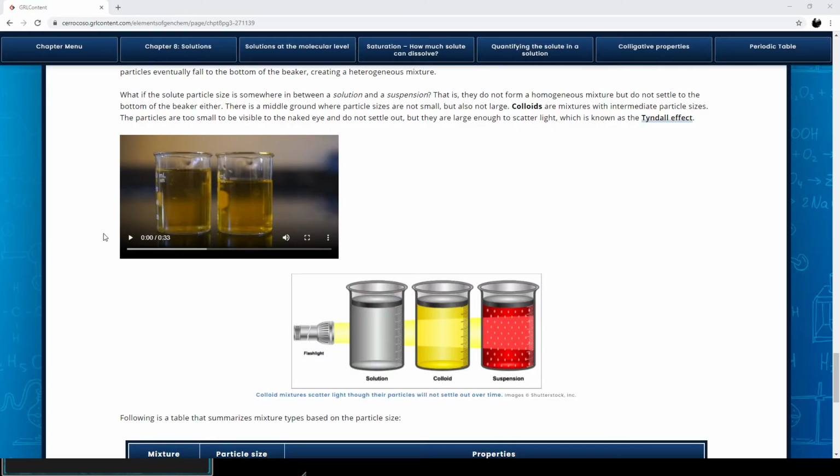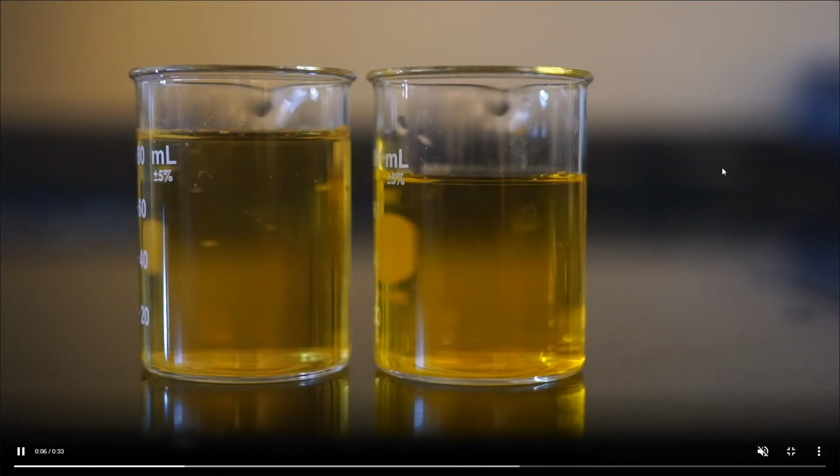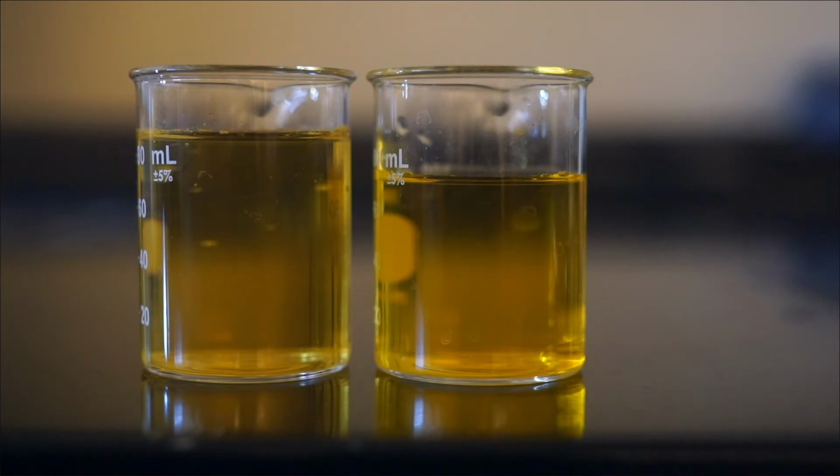So let's look at a video of this. So here we go. I have two mixtures. One of them is a colloid and one of them is not. I'll make it big for us. I'm going to shine a laser through both of them, and we'll see if we can identify which one the colloid is. They look very similar, right? So that one, we shine the laser. We can see the laser as it goes through.